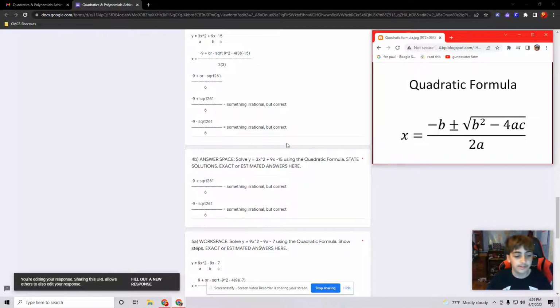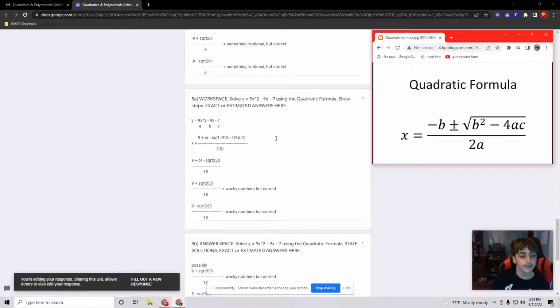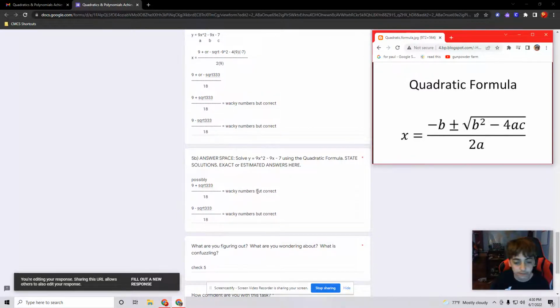Then 4 and 5. Yeah, 5 is interesting. In this equation, A is 9, B is negative 9, and C is negative 7. You plug it all in. x is equal to negative b, so that's 9, plus or minus the square root of negative 9 squared minus 4 times 9 times negative 7, over 2 times 9. It's 9 plus or minus the square root of 333 divided by 18. That's not going to get you rational numbers, but they are correct, I believe. And that's how you do that.